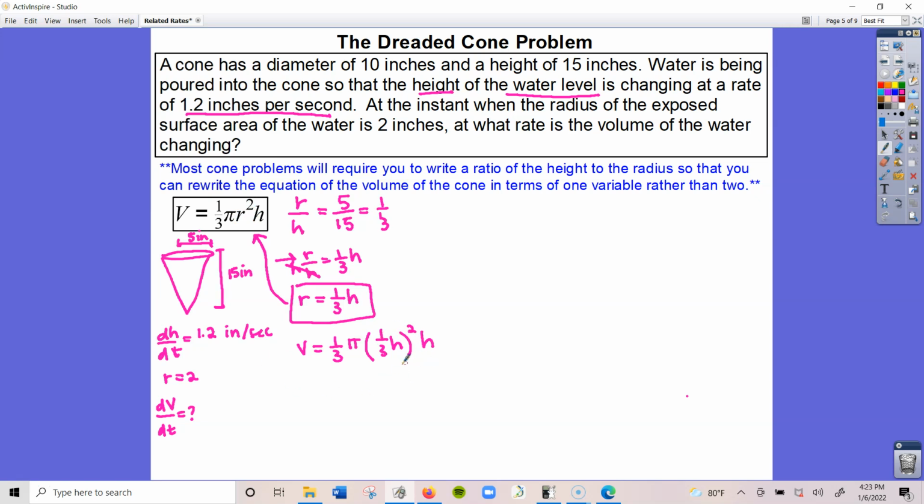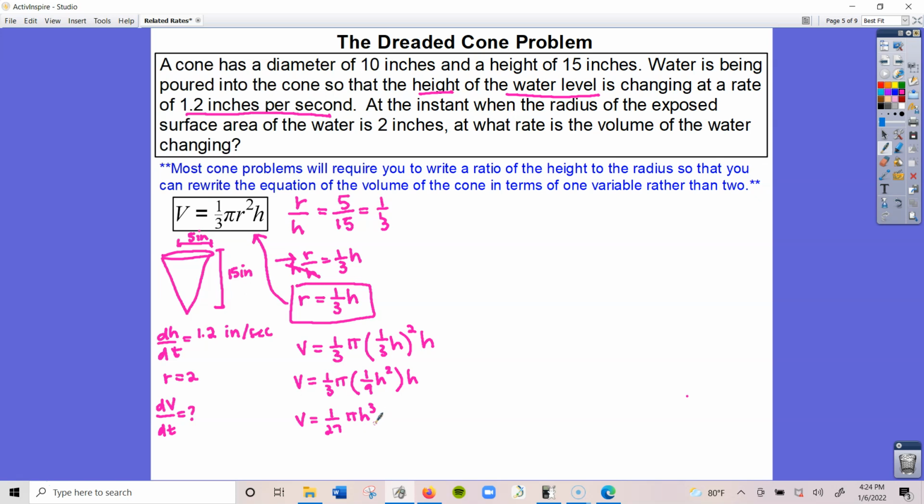Now we're going to rewrite this so it's a little cleaner. This is V equals 1/3 pi. When you square a fraction, you square both the numerator and the denominator. So this would be 1/9 h squared times h. Now let's multiply my fractions and multiply the h's. So V is going to equal 1/27 pi h to the third. The reason why we did this is we took my volume equation that has two variables, and now we wrote it with only one variable.